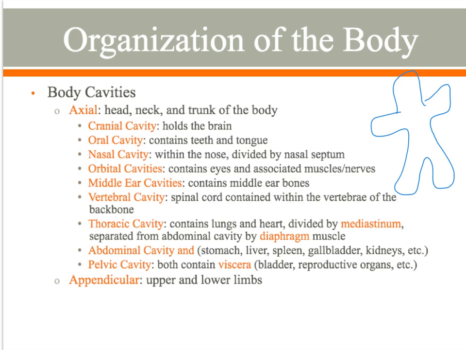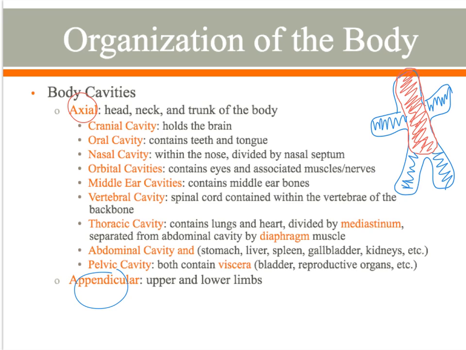So if this is the human body, then the axial portion of the body is all of this: the head, neck, and trunk. Trunk is like the chest and abdomen region. That's the axial portion. The appendicular portion is everything that is kind of sticking out from the main part of the body. So the arms and the legs. In this picture, blue, and then the axial is red. Most of what we will study this year is going to be found in the axial portion of the body.